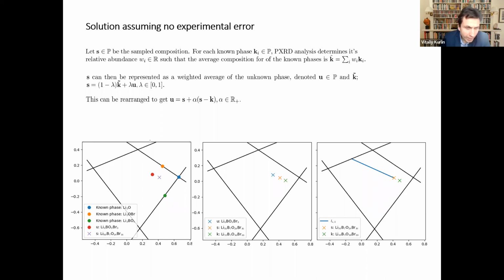Maybe one more question. So S here, S denotes the purple cross, right? Mm-hmm. Okay, yeah, please continue with your explanations.